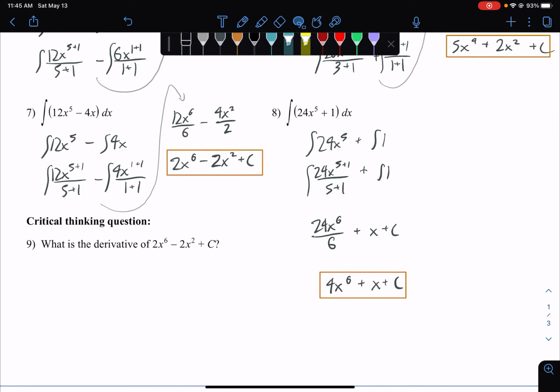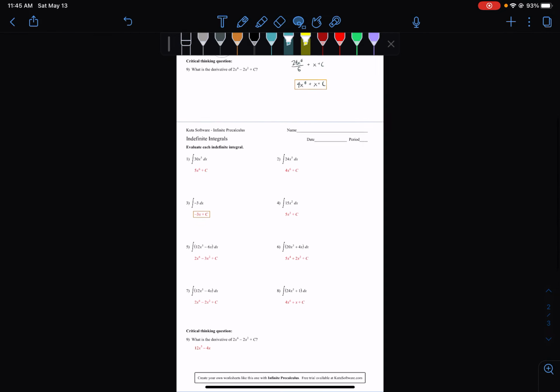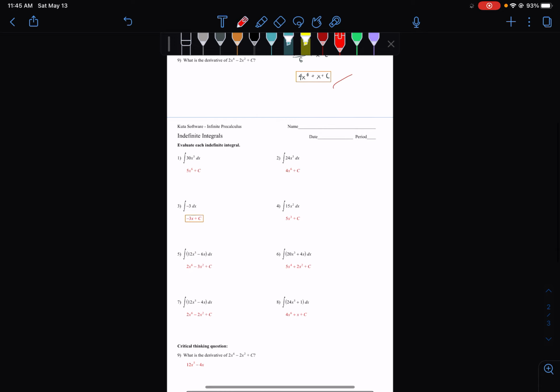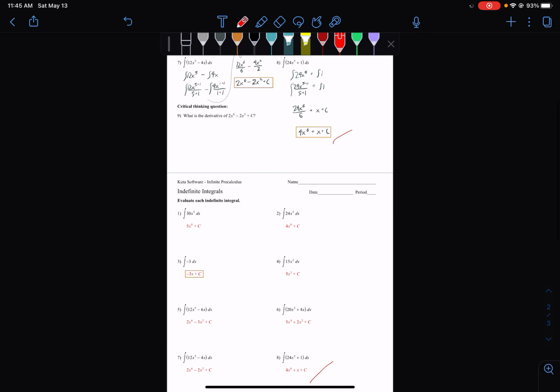Okay. Let's see if we got it right. 4x raised to 6 plus x plus c, the same. How about number 7, 2x raised to 6 minus 2x raised to 2 plus c, the same also.